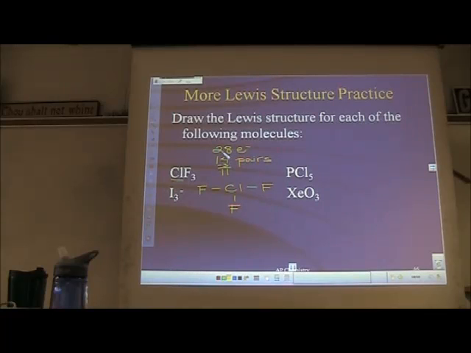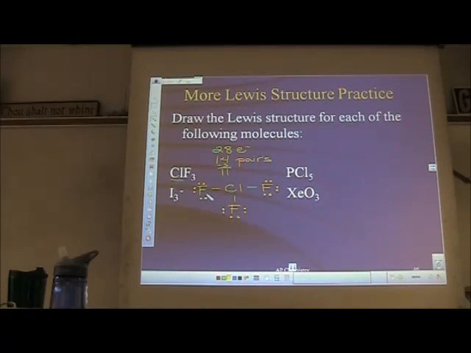Where do I put them first? Terminal atoms. Here we go. One pair, two pair, three pair, four pair, five pair, six, seven, eight, nine. I have two more to go.